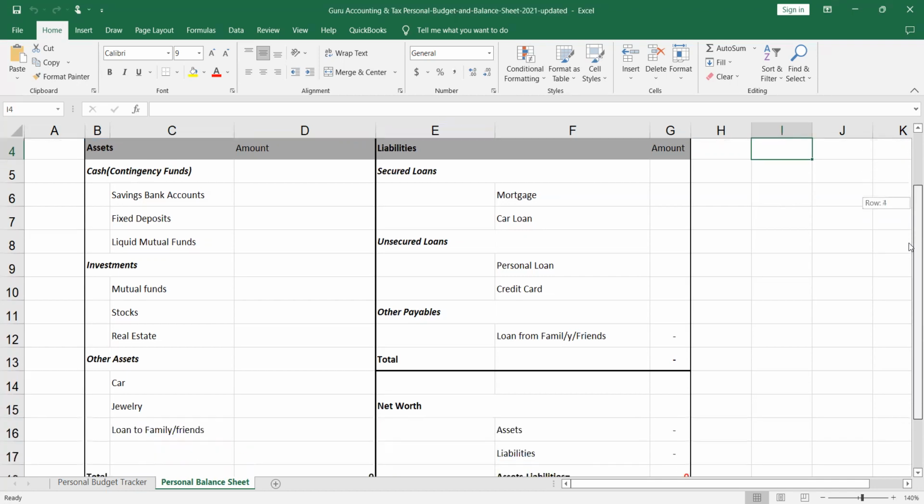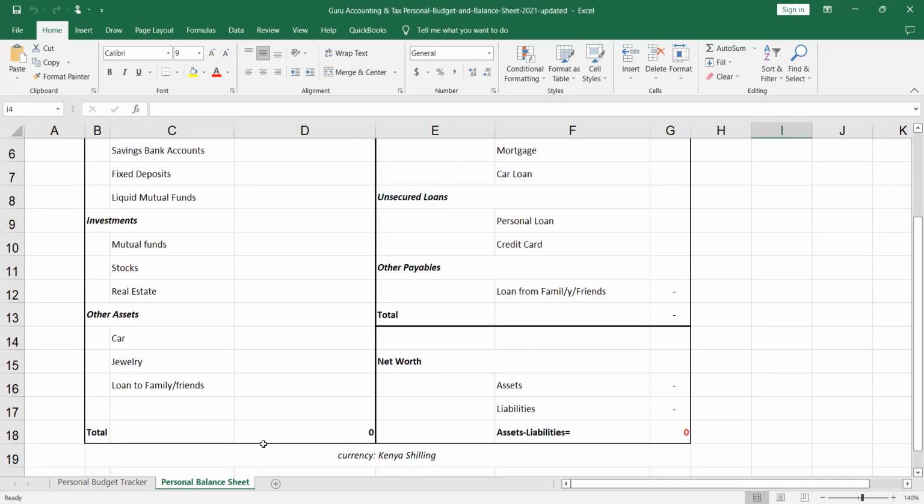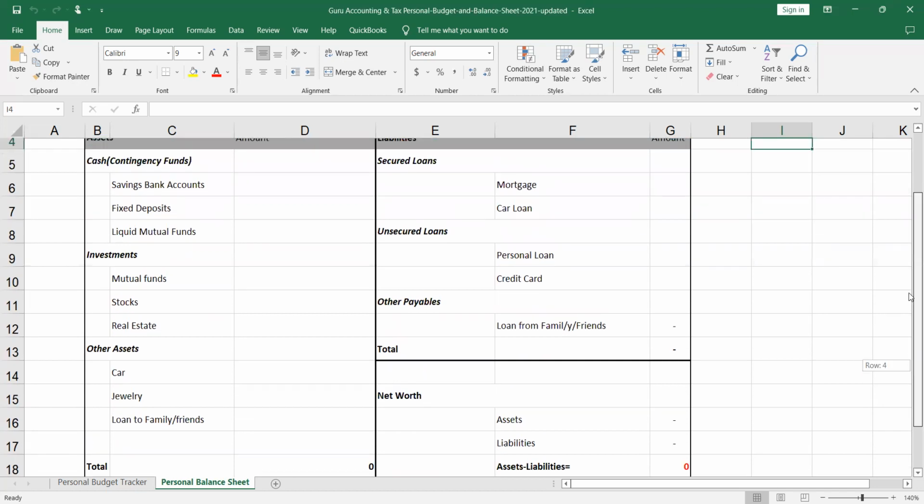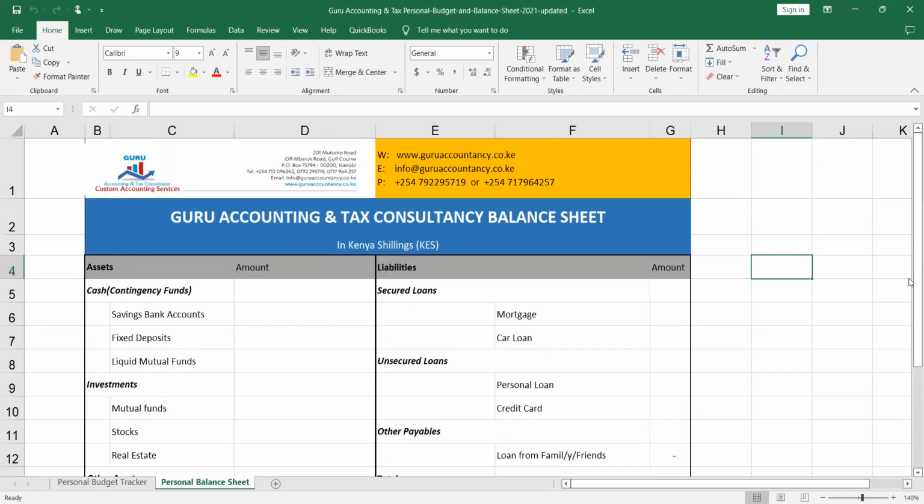Then you'll be able now to get your net worth, the difference between the assets and the liabilities. Then you'll be able to know how much you are worth. So, thank you. That was just a short synopsis of the personal budget tracker and personal balance sheet. This is something that anyone can come up with, and then tentatively you could know whether you are positively or negatively affected in one way or the other.